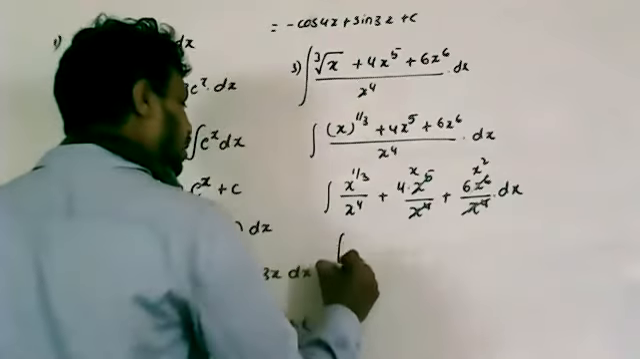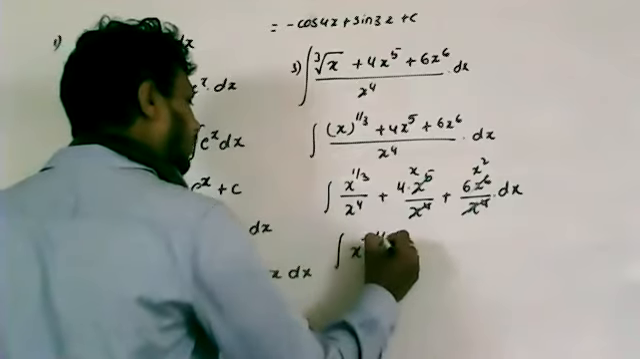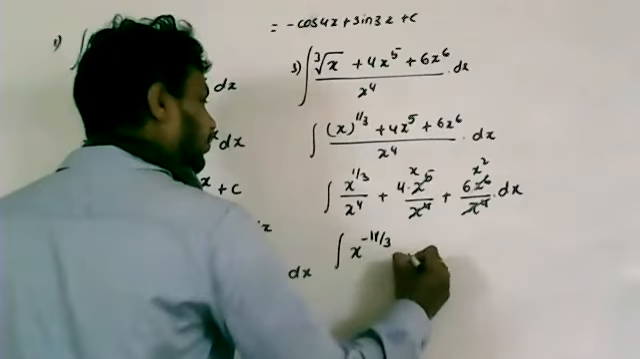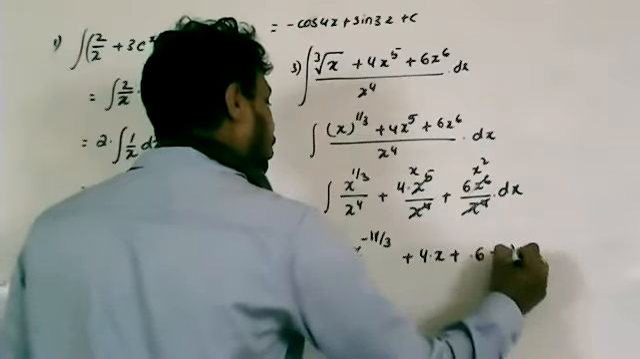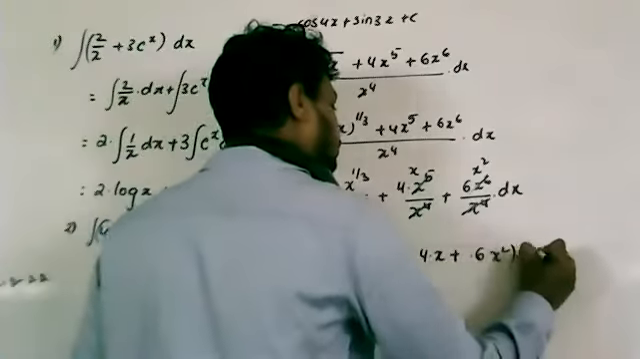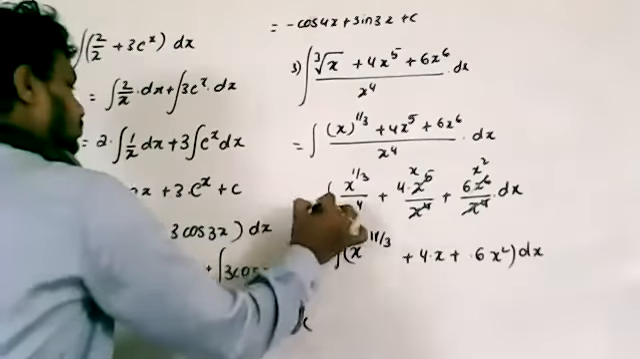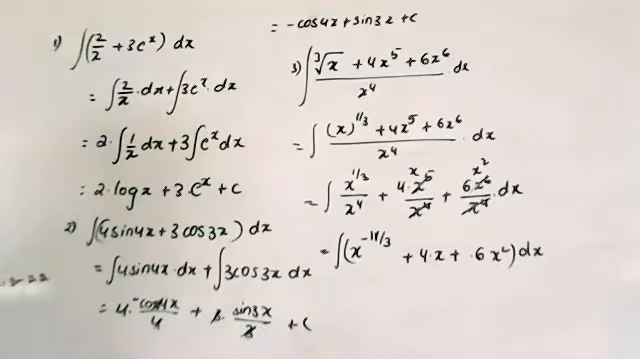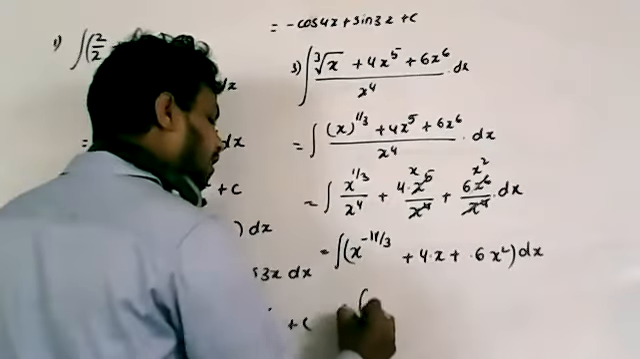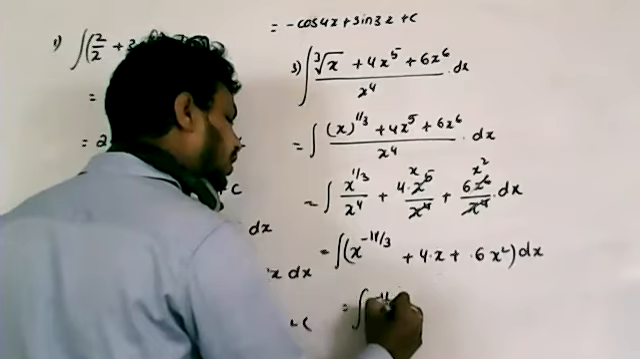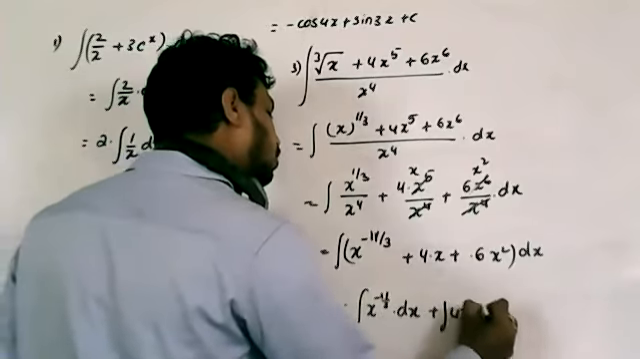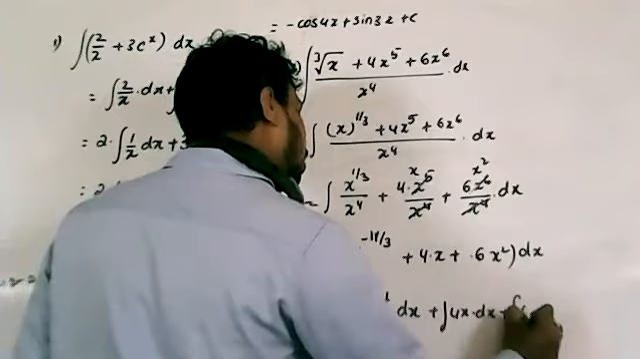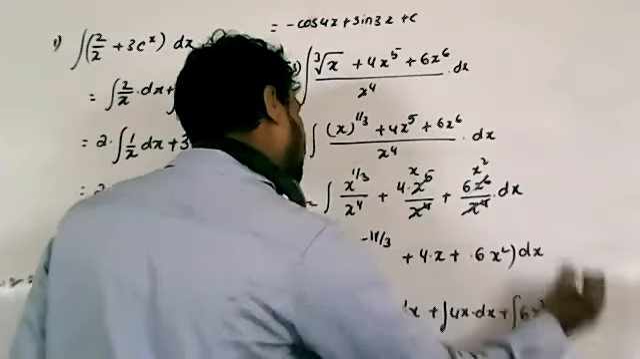That is integration of x to the power of minus 11 by 3 plus, I will write this as 4x plus 6x square into dx. Understood? Now each and every term you just separate. If you separate each term, then integration of x to the power of minus 11 by 3 into dx plus integration of 4x into dx plus integration of 6x square into dx.